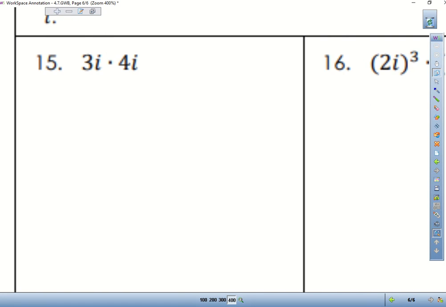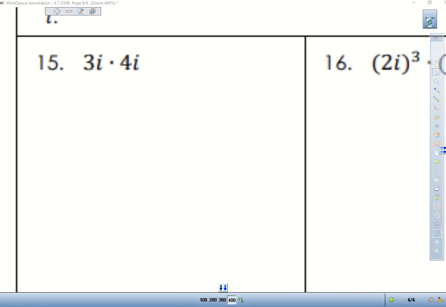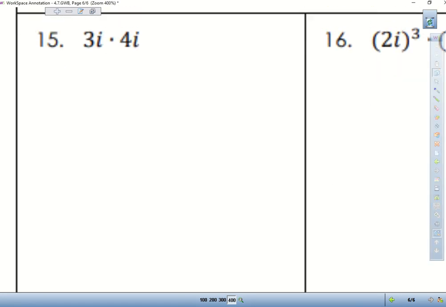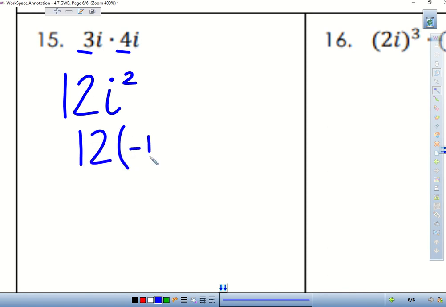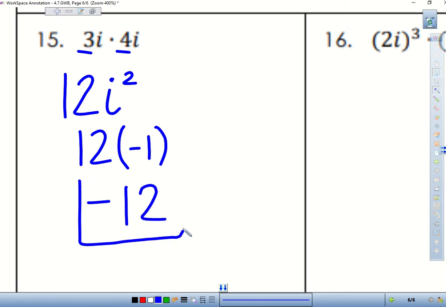So I'm going to zoom in here so we can go ahead and solve. So what is 3 times 4? 12. And what is i times i? i squared. What did we learn that i squared actually is? -1. So what's 12 times -1? -12. Not so bad, right?